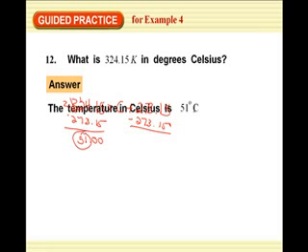Just putting numbers in the formula, solving them out. So make sure you line up your decimals, make sure you show your work. I don't want to see just answers. I want to see your work. I want to see numbers lined up and all of your work being shown.